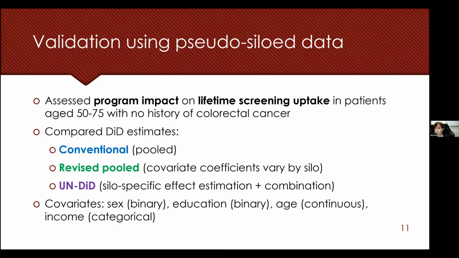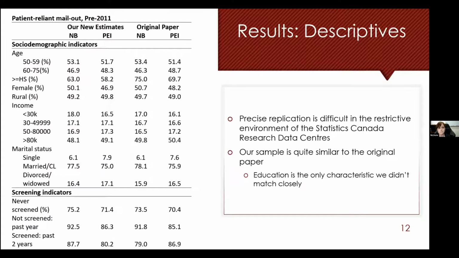There were several covariates, I should mention. So we had sex, which is a binary variable in the CCHS, education, which was also binary for the purposes of this analysis, age, which was continuous, and income, which is categorical. So a few different types of covariates, and the distribution of these covariates varied by silo as well, by province, which is sort of an added layer of complexity versus the initial validation work that our team did.